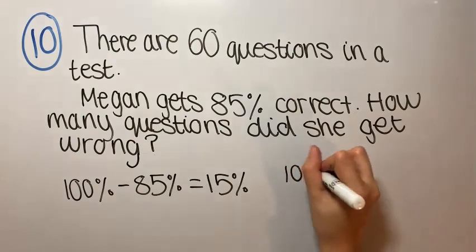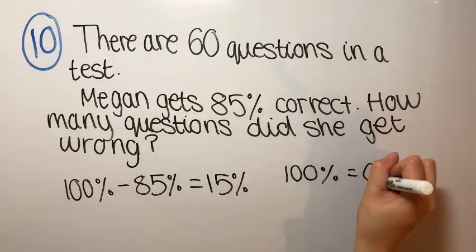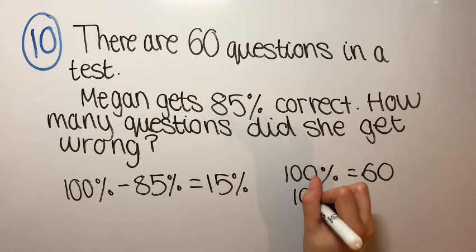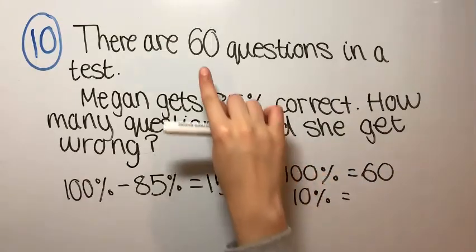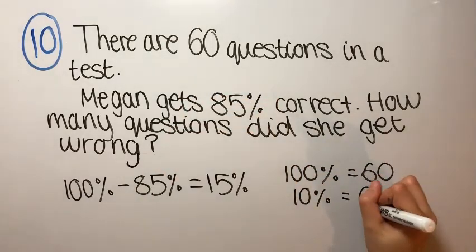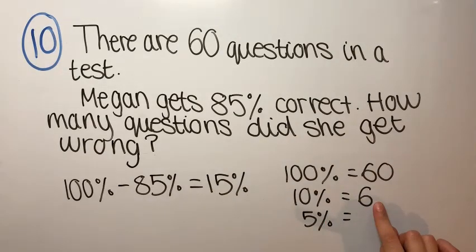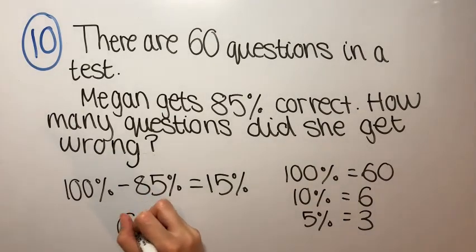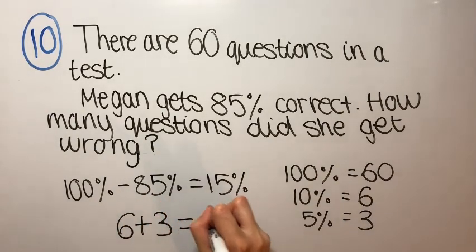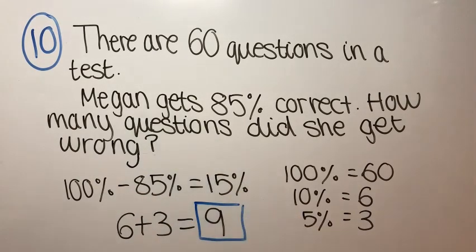We know that 100% is 60. 10% is 60 divided by 10, which gives us 6. And to work out 5%, we're going to divide this number by 2. 6 divided by 2 is 3. And to work out 15%, we're going to add these two numbers together. 6 plus 3 gives us 9. Megan got 9 questions wrong in that test.